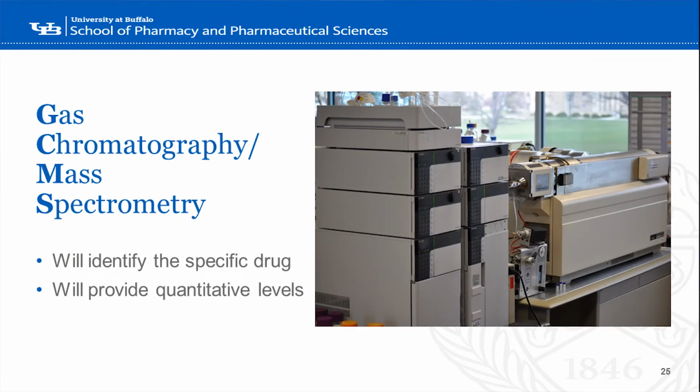Gas chromatography and mass spectroscopy remain the gold standard of toxicology testing because it will identify the specific drug that's in the urine. The immunoassays will only look at the class of drugs and may not actually give you the exact drugs. But GCMS will give you the specific drug at a quantitative level in the urine.